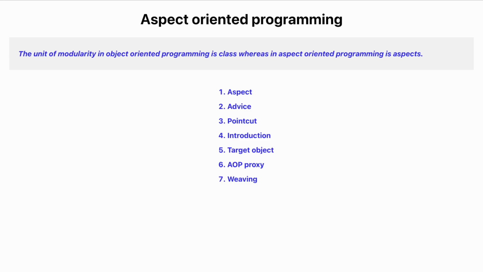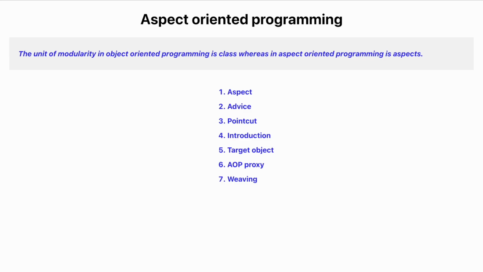Aspect, a modularization of a concern that cuts across multiple classes. Join point, a point during the execution of the program, a method or exception handling. Advice, action taken by an aspect at a particular join point. Different types of advice available are before, around and after. Spring models aspects as an interceptor and maintains a chain of interceptors around the join point.